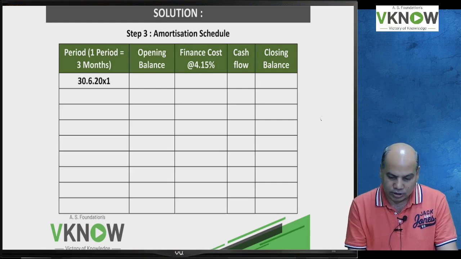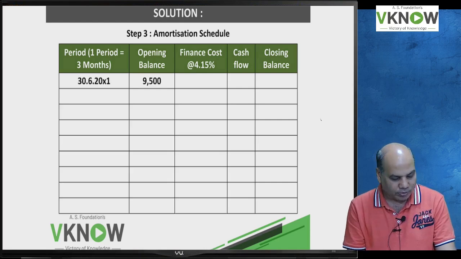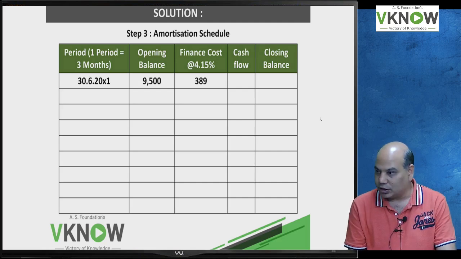So write down, because it's an 8 quarter problem, it is going to take some time. 30th June 2001, I will start my answer with 9500. On that you take 4.15%, round off, 389 or 390 are you getting?